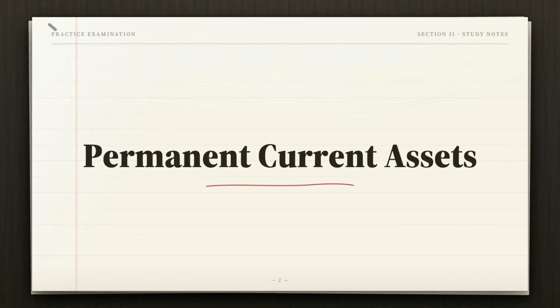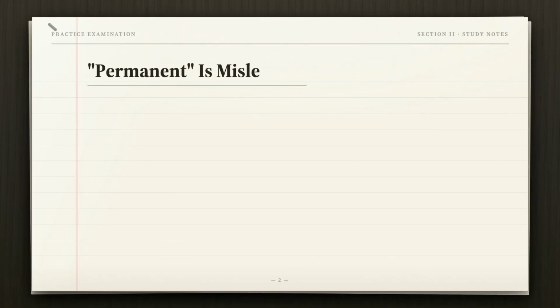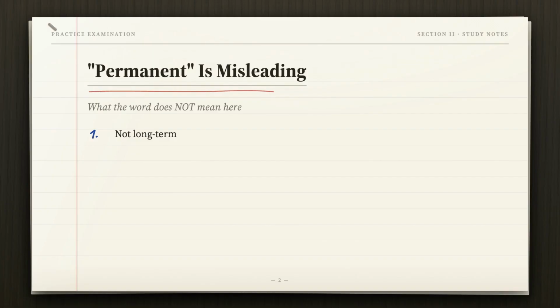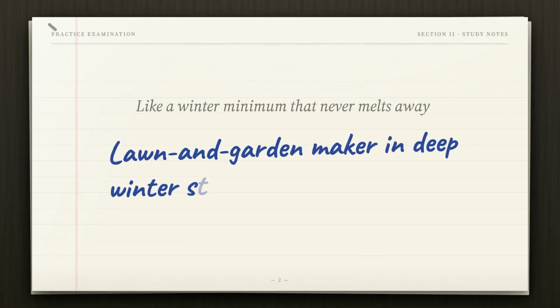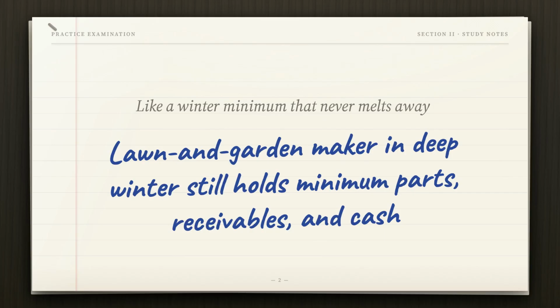Even in its slowest season, a business still needs some cash, some inventory, and some receivables just to keep running. That irreducible baseline is what we call permanent current assets. The word permanent is the source of most confusion, so let's rule out the wrong readings first. Permanent current assets are not long-term, not fixed assets, not defined by how they're financed, and not held untouched for years. Picture that lawn and garden maker in the depth of winter.